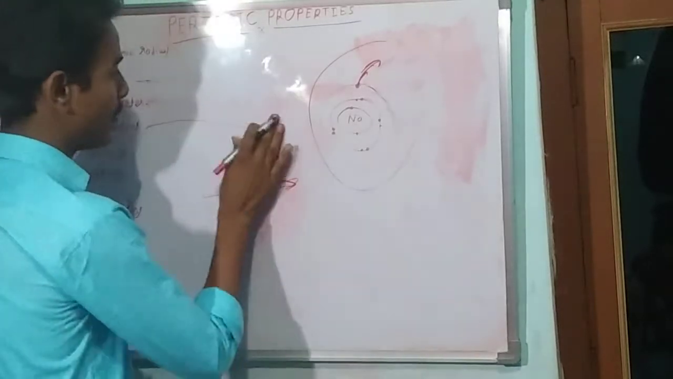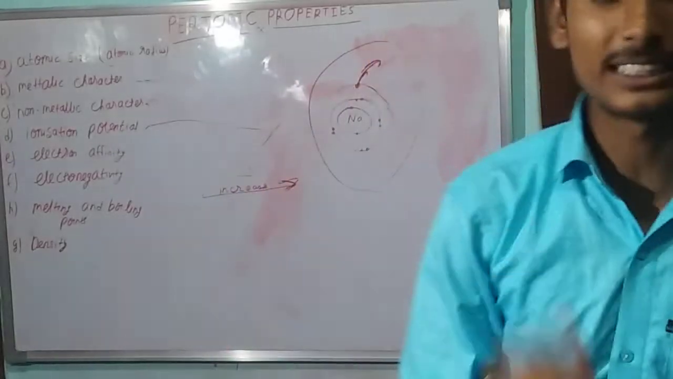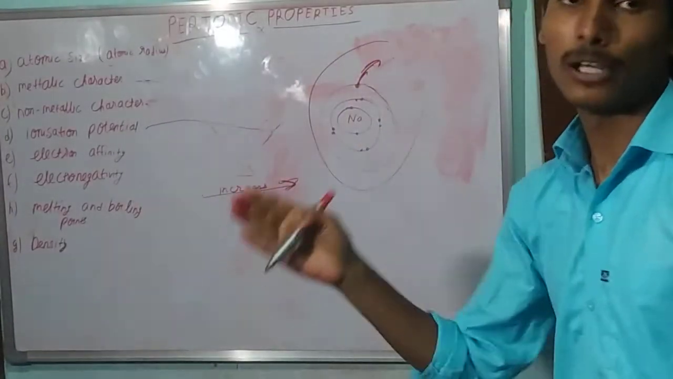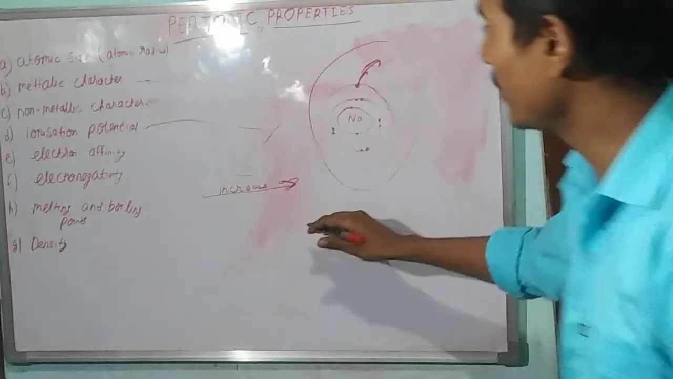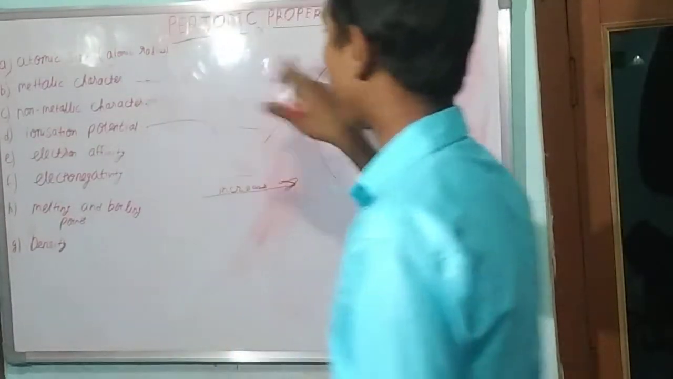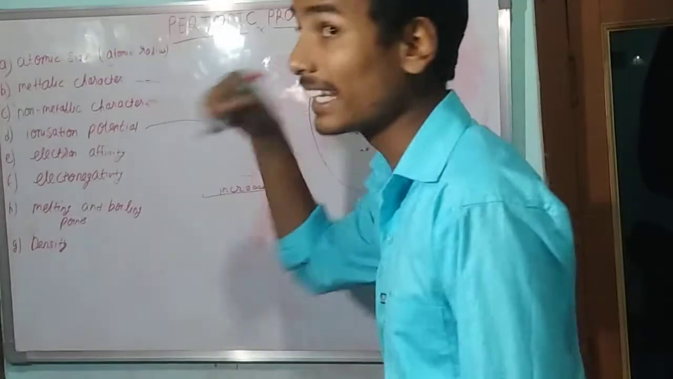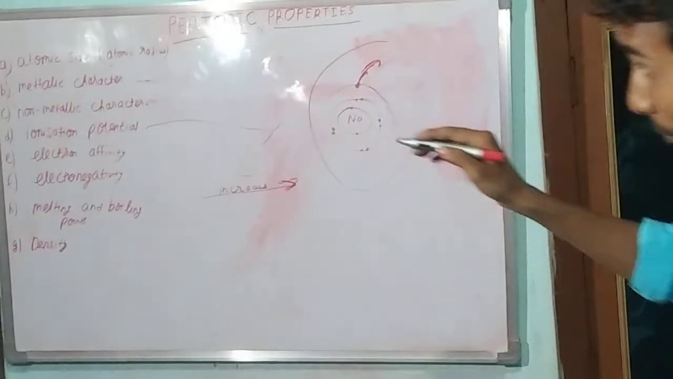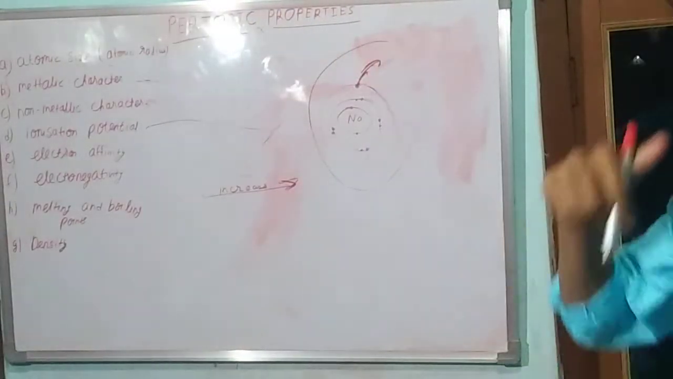Okay, ionization potential across a period increases. Why does it increase? Because the nuclear charge increases. And as we have said, non-metallic character across the period increases. So you can think that non-metallic means gain of electrons, so it is not easy to lose electrons. It is easy to gain electrons.